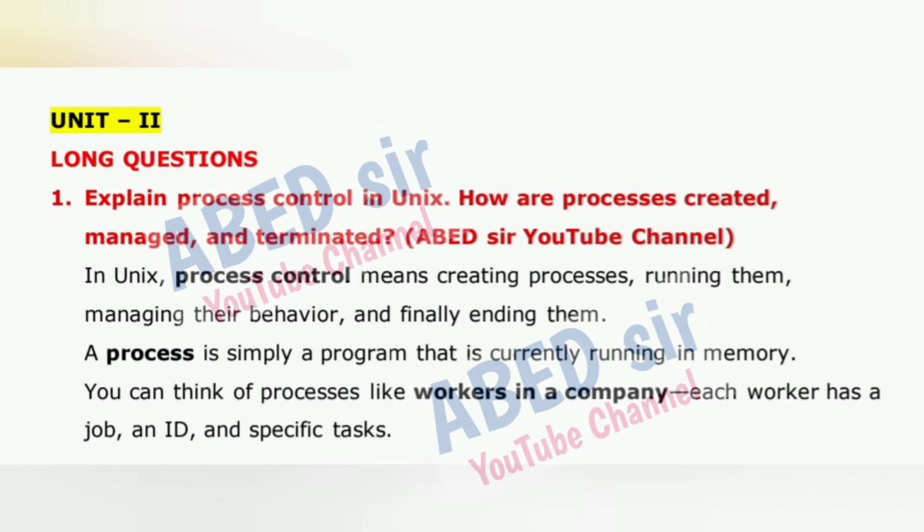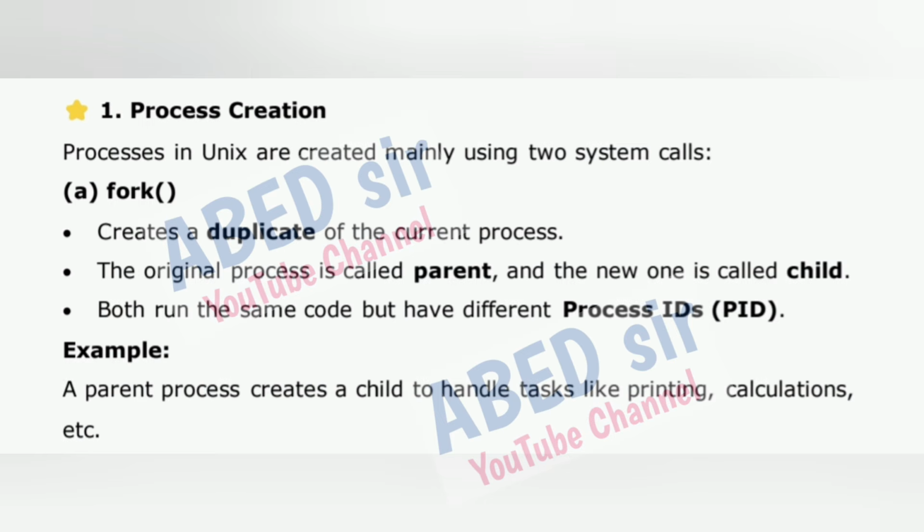In Unix, process control means creating processes, running them, managing their behavior, and finally ending them. A process is simply a program that is currently running in memory. You can think of processes like workers in a company. Each worker has a job, an ID, and specific tasks. 1. Process creation.